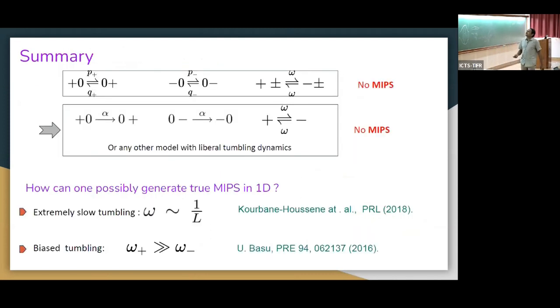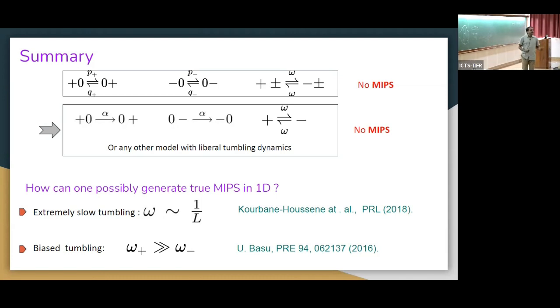Okay. So in summary, what I want to say is that the model I discussed is a restricted run and tumble model that doesn't have MIPS. And I say that any other model with liberal tumbling dynamics, because this one is restricted, would not be of any help. So the actual model doesn't have MIPS. There is no MIPS.